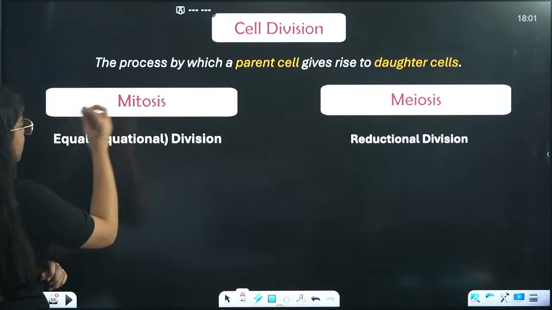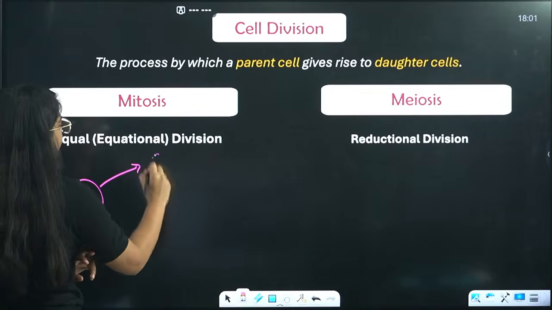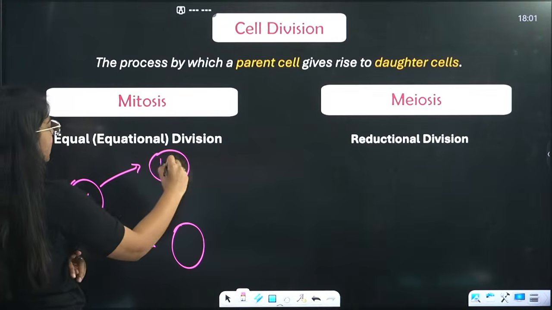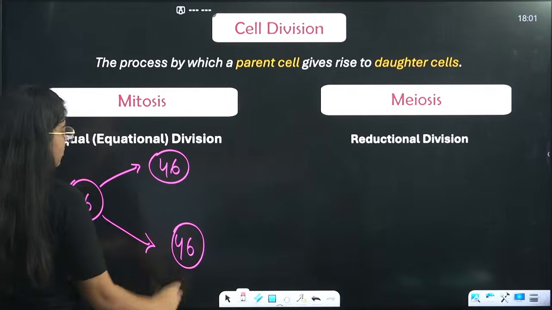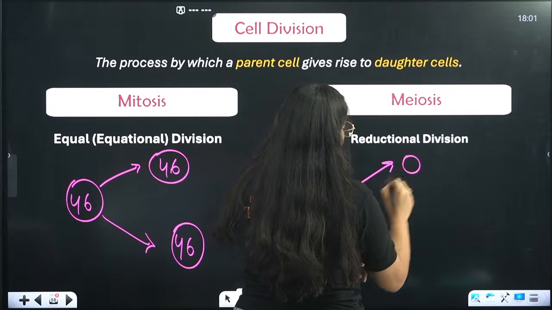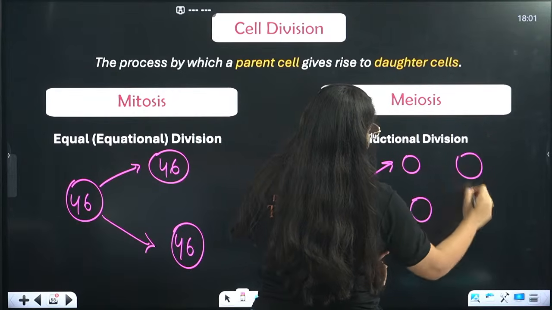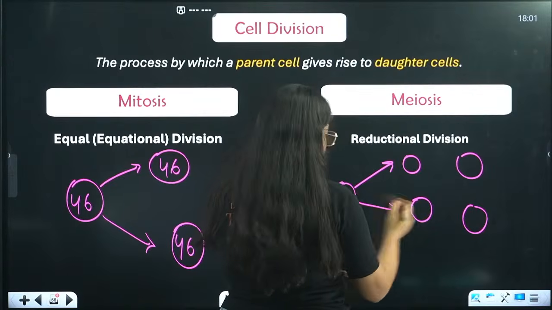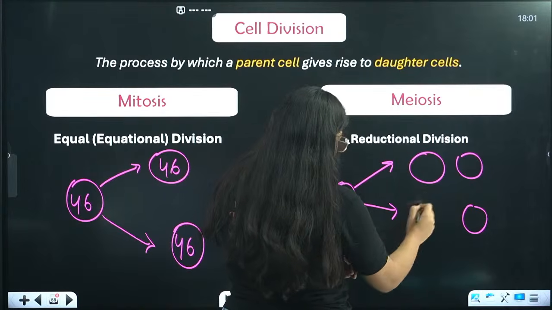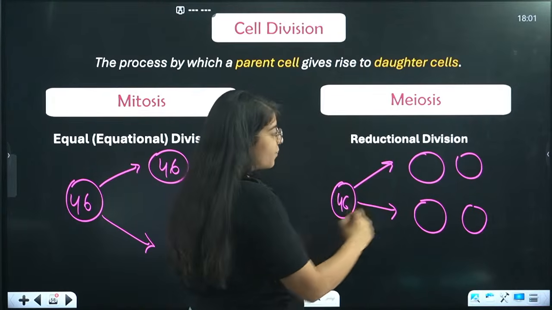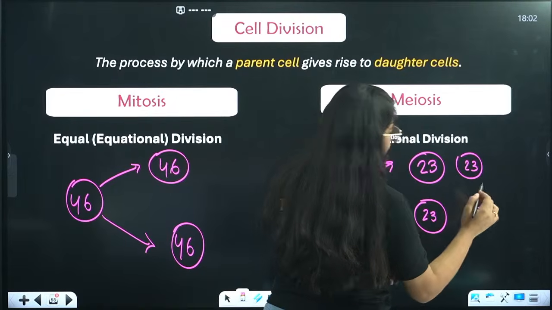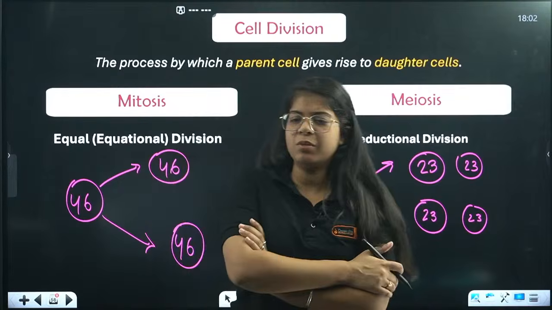Very good. So simply one cell is divided into 2 cells, and if this cell has 46 chromosomes, both of these cells will get 46 chromosomes each. But in meiosis, one cell is divided into 4 different cells, right? And each of these cells will get half the chromosomes. So if the original cell has 46, these will get 23, 23, 23, 23. That's the basic difference between mitosis and meiosis. Okay?